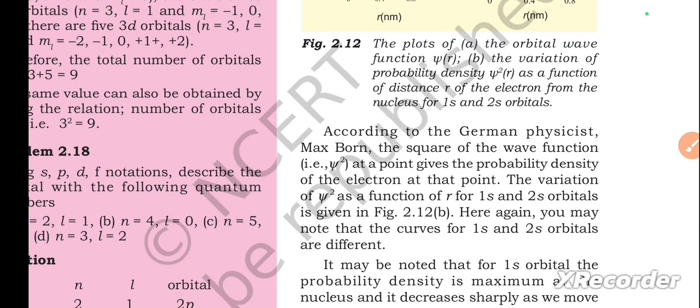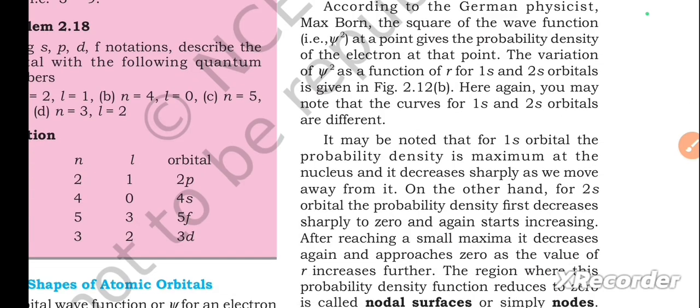According to the German physicist Max Born, the square of the wave function, that is psi square, at a point gives the probability density of the electron at that point. The variation of psi square as a function of r for 1s and 2s orbitals is given in figure 2.12b. Here again, you may note that the curves for 1s and 2s orbitals are different. It may be noted that for the 1s orbital, the probability density is maximum at the nucleus and it decreases sharply as we move away from it.